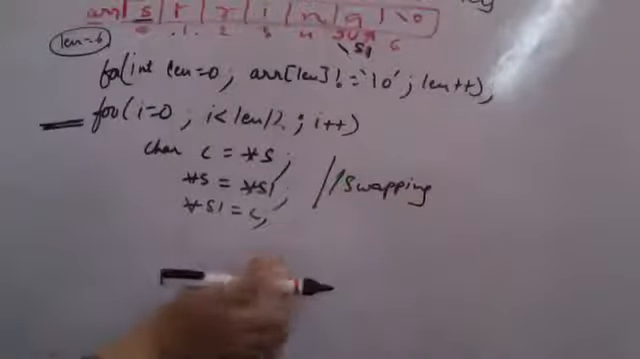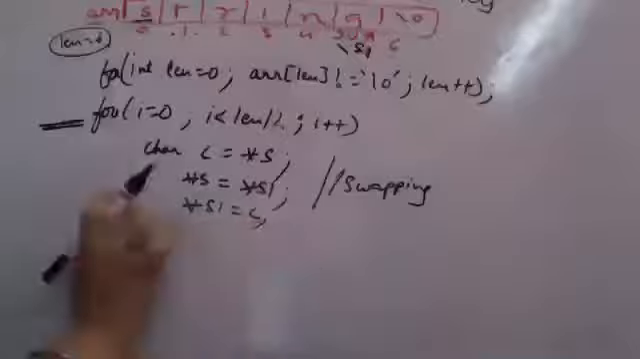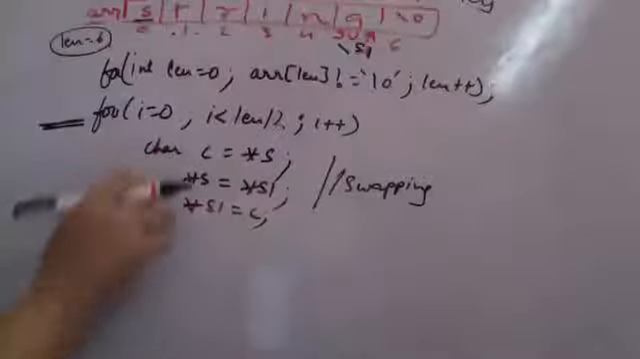This is the swapping which has been done of the first and the last element, second and the second last, and so on. How will the loop iterate?